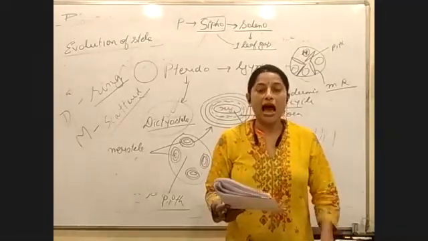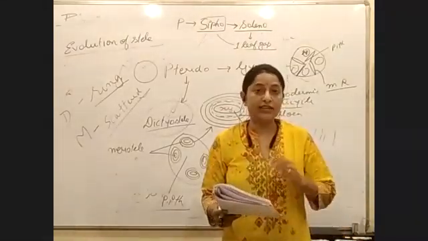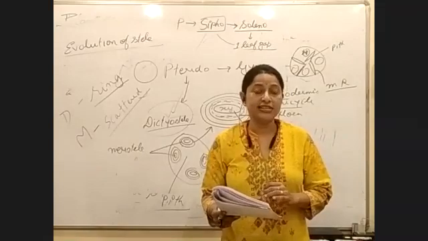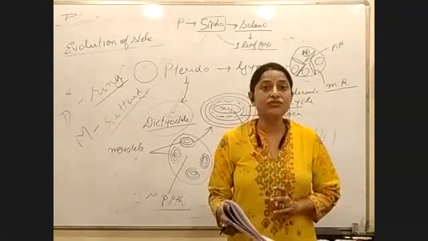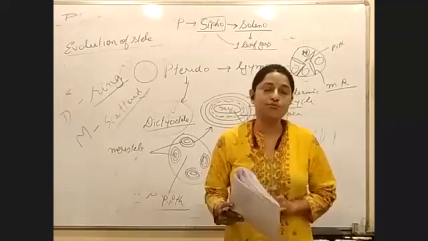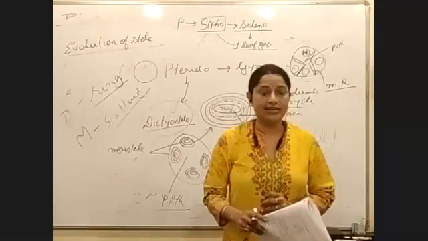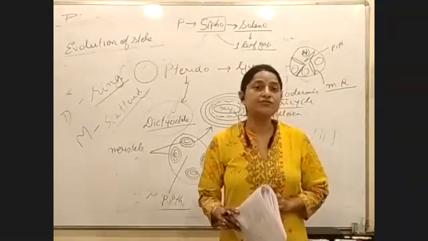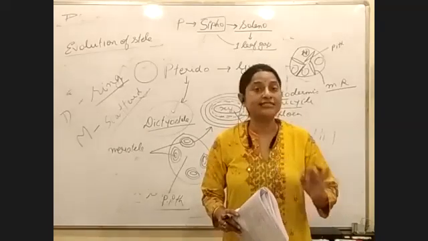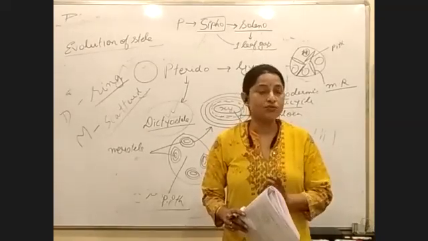Okay. After eustele, we have the next group of stele that is called atactostele. Atactostele is considered the most advanced type of stele. Where is it found? It is found in the most advanced type of plants. Which plants to be precise?